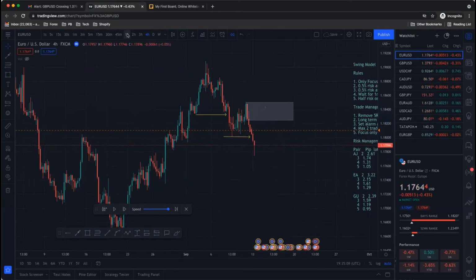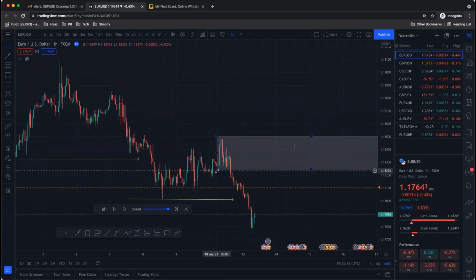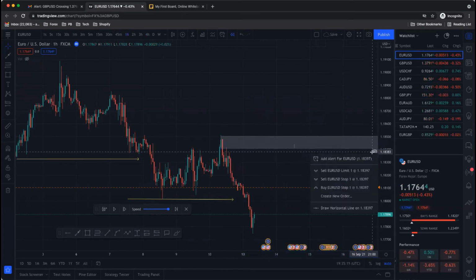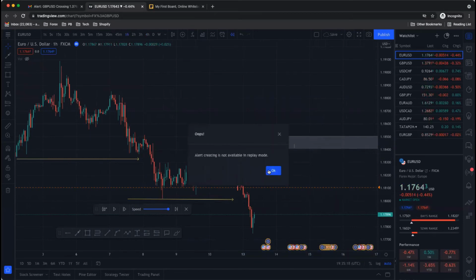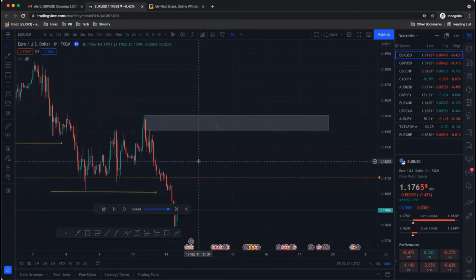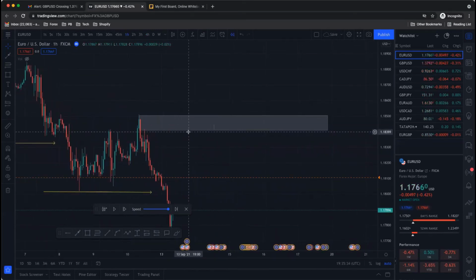What we're going to do is refine it to 1 hour. This is our 1 hour. So what you're going to do here is set an alert: go, add alert. It's not allowing me in the replay mode, but forget it. As soon as the alert triggers, then you're going to be active. This is our refined order block, which is 1 hour. I would rather say stick to a 1-hour order block, don't go below that for the swing model.